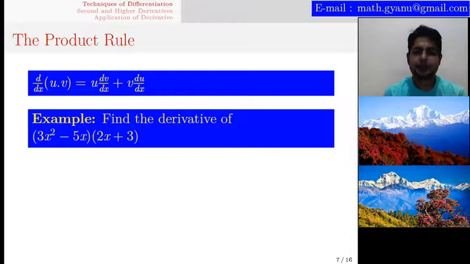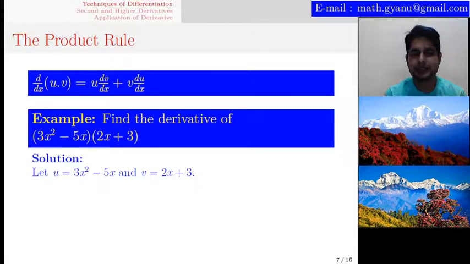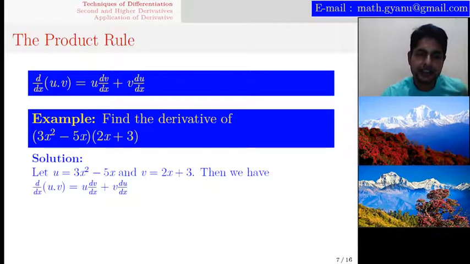Example: find the derivative of 3x square minus 5x times 2x plus 3. Now begin the solution. Let the first term 3x square minus 5x be u, and the second term 2x plus 3 be v. So we write: let u equal to 3x square minus 5x and v equal to 2x plus 3. Now we have d by dx of u times v equal to u dv by dx plus v du by dx, which is the formula.